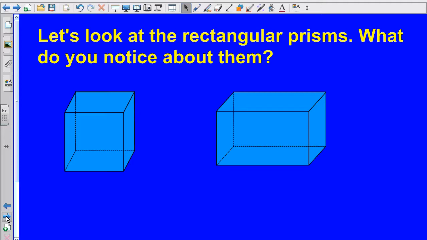Brooke? They both have 3 pairs of congruent sides. That's correct. Is there anything else, Cole?